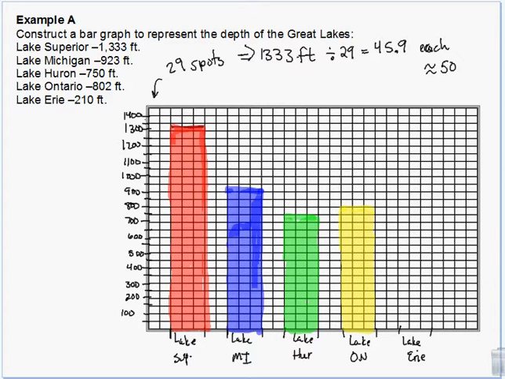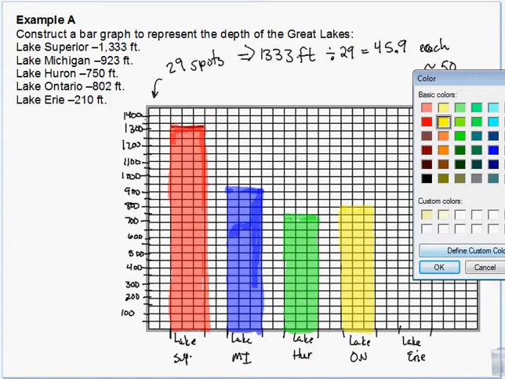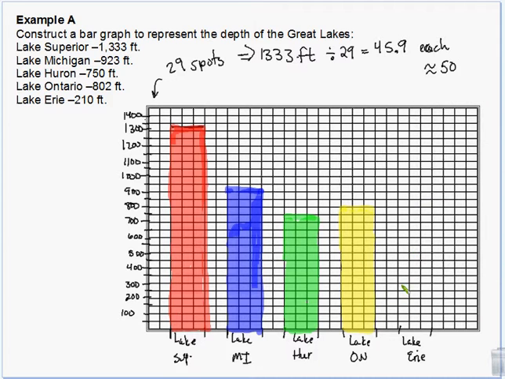What color should I use for Lake Erie? Purple, okay. 210. So here's 51, 52. That's too tall. And there's my bar graph of the depths of the Great Lakes.